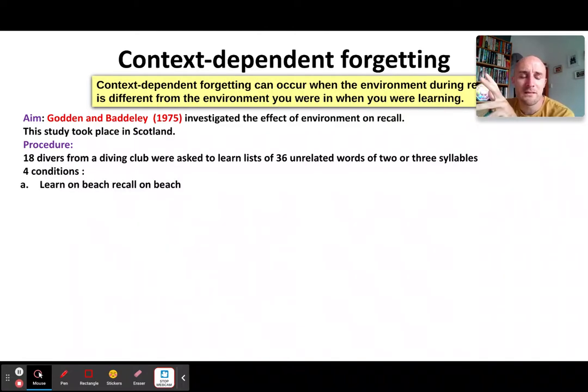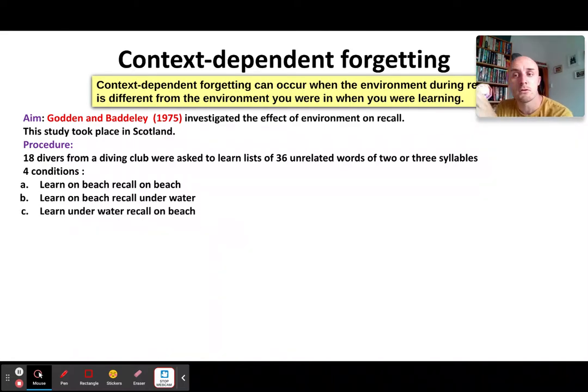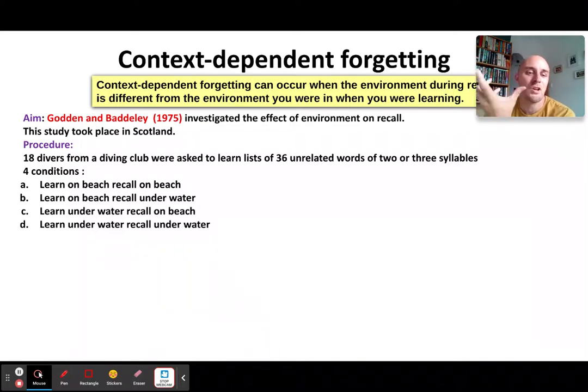And they had 4 conditions. You learn on the beach, you recall on the beach, you learn on the beach, but you recall underwater. You learn underwater, you recall on the beach. And obviously, you learn underwater, you recall underwater.